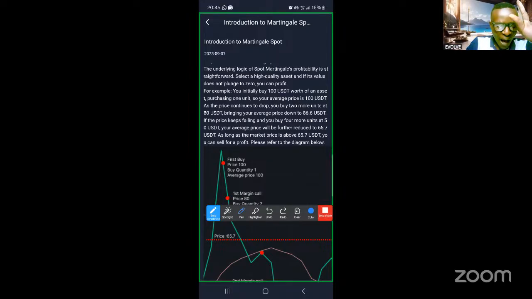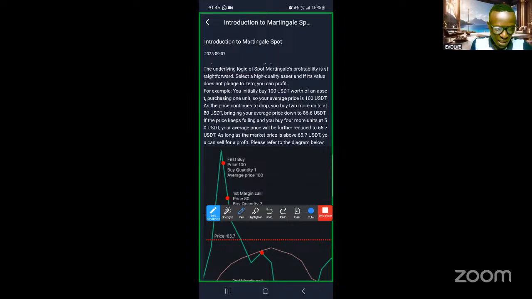You initially buy $100 worth of an asset, purchasing one unit, meaning you buy one coin like this, not the other one coin that stole your money. I'm talking about one coin, a quantity of one, and you buy it at $100. So you've entered the market by purchasing one coin at $100. So your average price is $100.